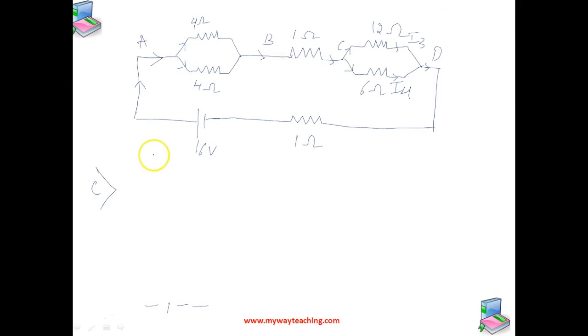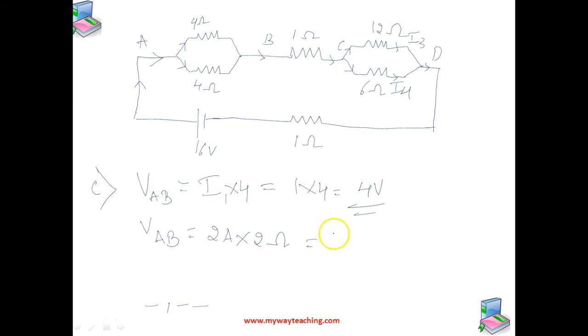Now coming to the third part, voltage drop across AB, that is VAB is equal to I1 into 4. I1 and I2 are the same, that is 1 into 4, that is 4 volts. So this can also be obtained by multiplying the total current between A and B by the equivalent resistance between A and B. Okay, that is we can write it as VAB equals 2 amps times 2 ohms, 4 volts. It remains the same, right?